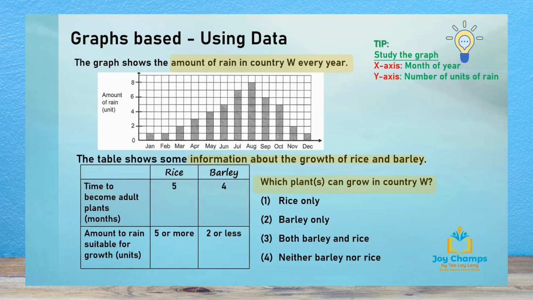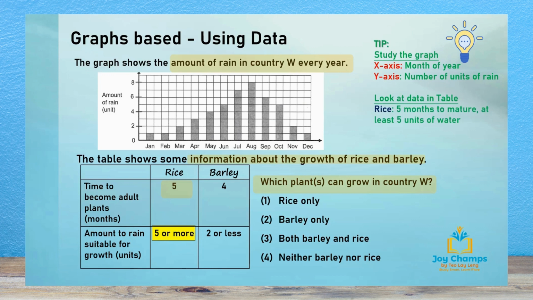Then, once you have understood what each axis represents, we now go over and take a look at the information provided in the table. Now, what does it say? It says that rice requires 5 months to mature, to become an adult, and it requires a minimum of 5 units of rain. In other words, as long as there's 5 or more units of rain, rice will be able to grow in this country W. For the rice plant, it requires 5 months to mature and at least 5 units of water.